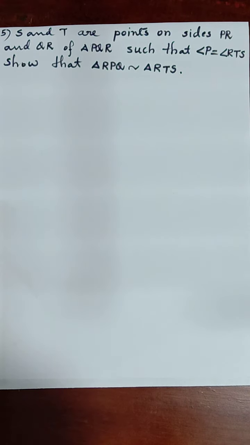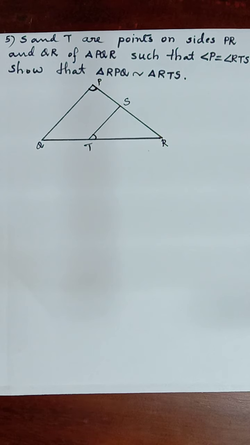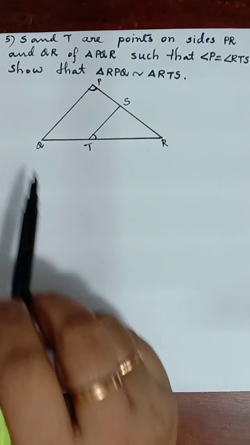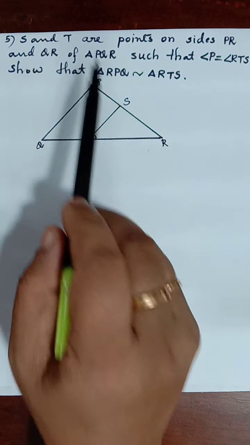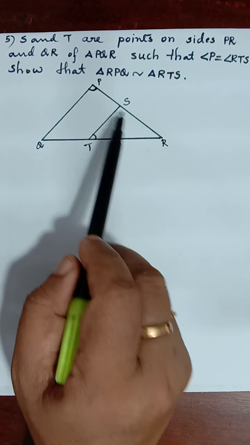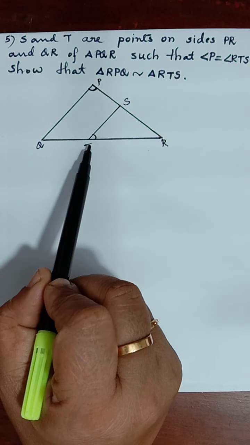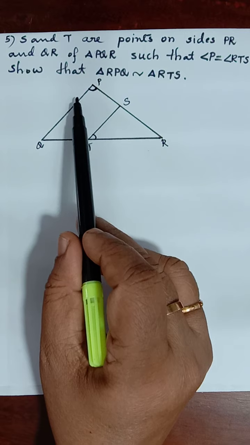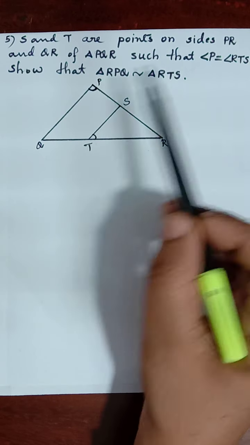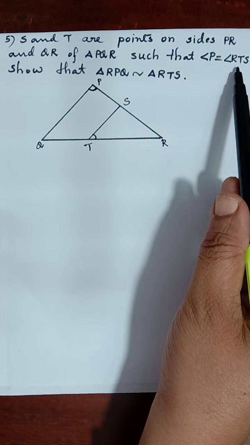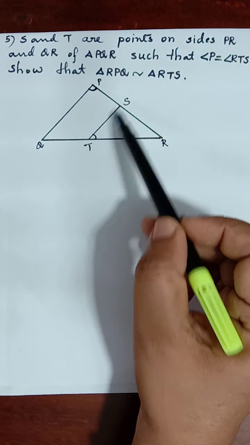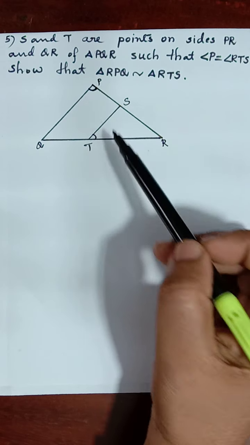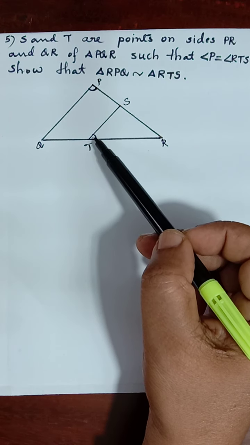Here we have to construct the figure. This is one of the simplest questions. Here I have drawn the figure according to the given question. We can see S is a point on PR. T is a point on QR of the triangle PQR, such that angle P is equal to angle RTS.